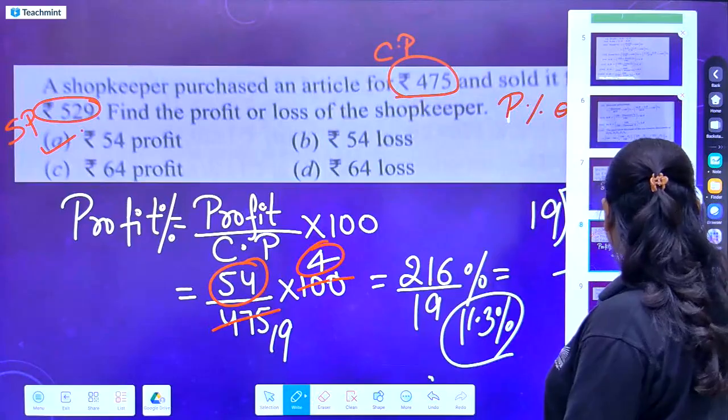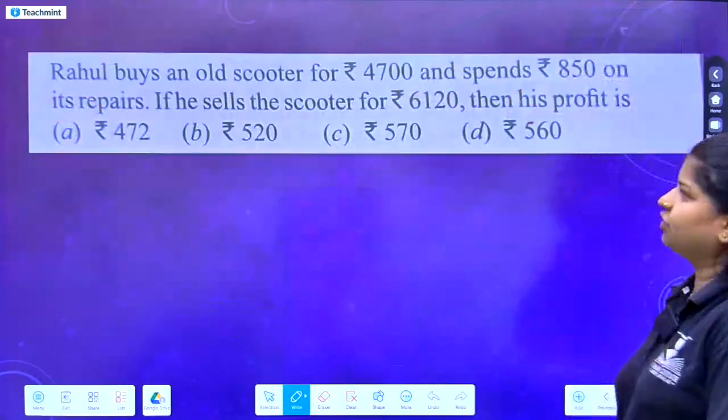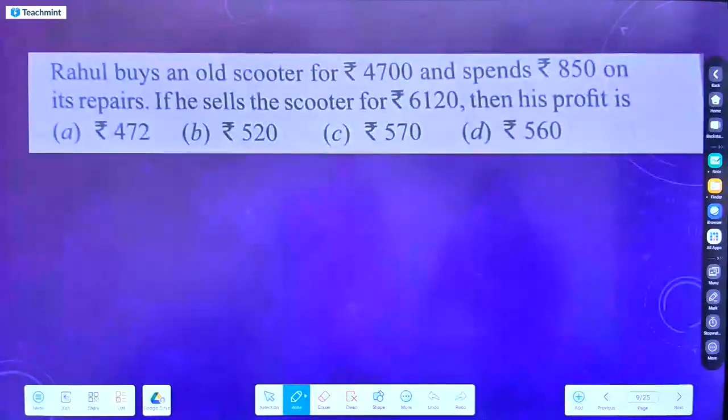Okay, I have one more question for you. Here you go. Let me see how many of you give me the correct answer for this.